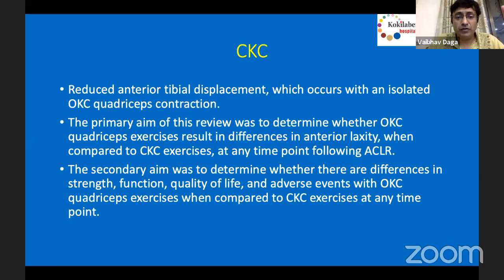The primary aim of this review, the study done on open versus closed, was to determine whether open kinetic chain quadriceps exercises result in differences in anterior laxity when compared to closed chain exercises at any time point following an ACLR. The secondary aim was to determine whether there are differences in strength, function, quality of life, and adverse events with open kinematic chain quadriceps exercises when compared to closed at any time. So these were the two aims of the study of open versus closed kinetic chain.